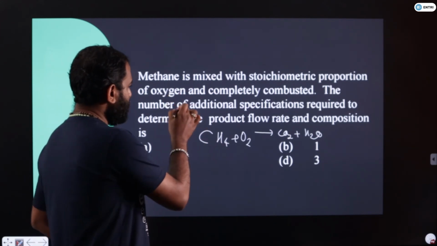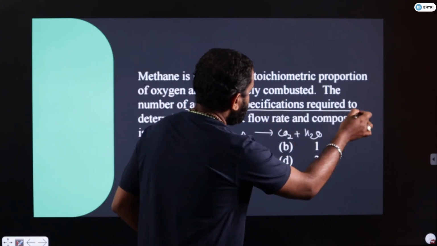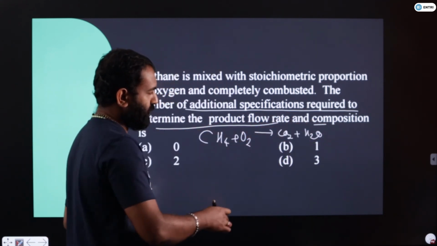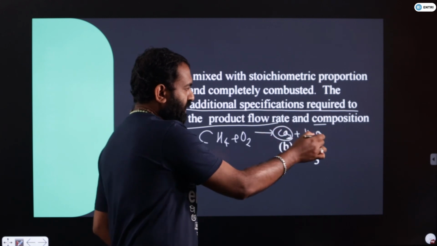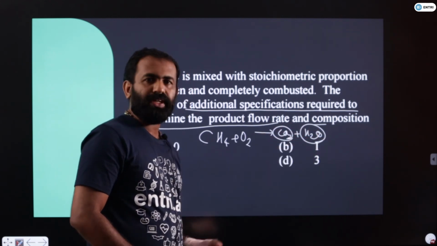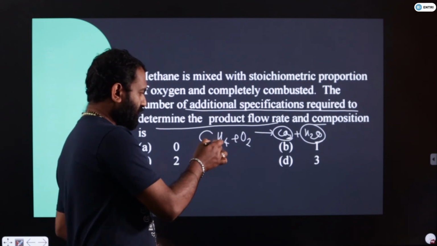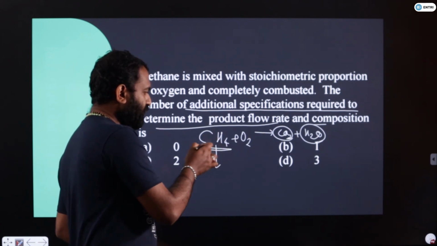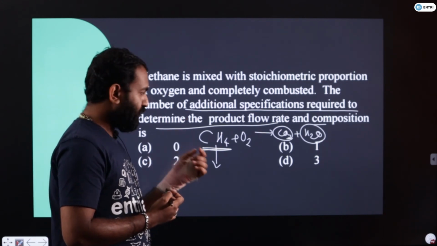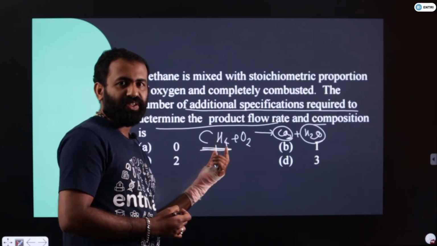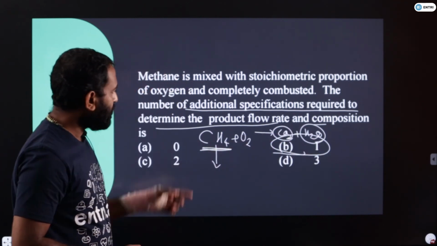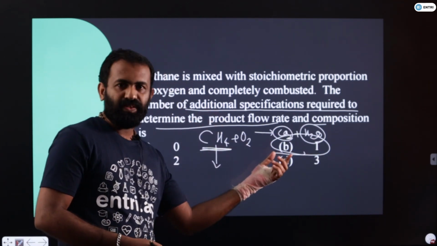But the question is the number of additional specifications required to determine the product flow rate and composition. So, the amount of carbon dioxide and amount of water is required. For getting this amount of carbon dioxide and amount of water, at least the amount of one of the reactants is required, that means 1. Number of additional specifications required is 1.